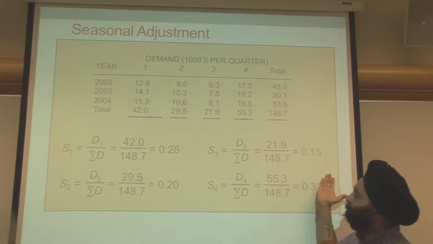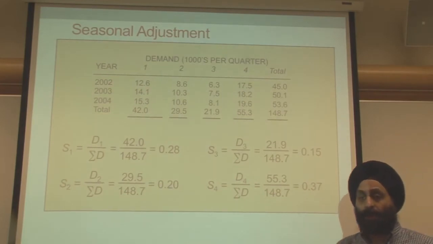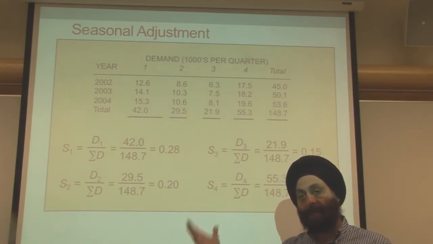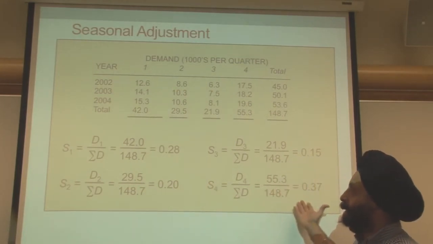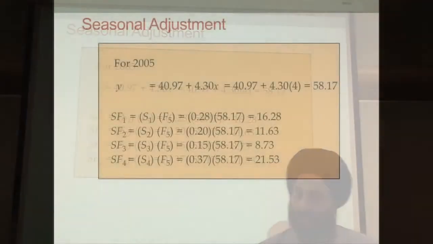Quarter 3 has only 15% demand, and quarter 4 has 37% demand. So notice that demand actually does fluctuate by seasons in this particular data. So that adjustment has to be made accordingly in the model that we use. So here is the seasonal adjustment.